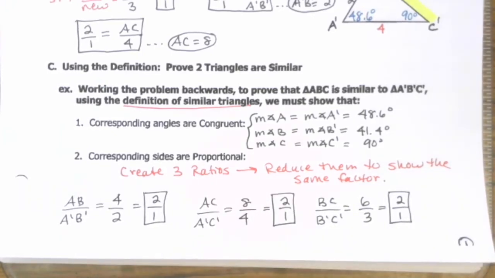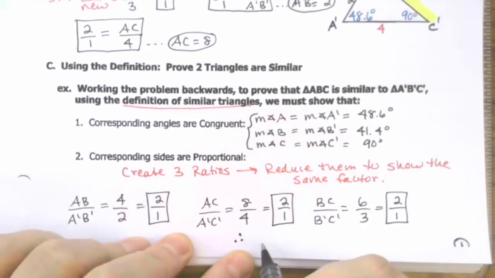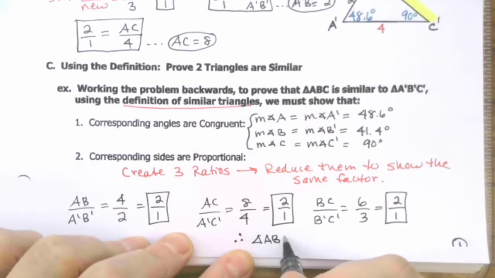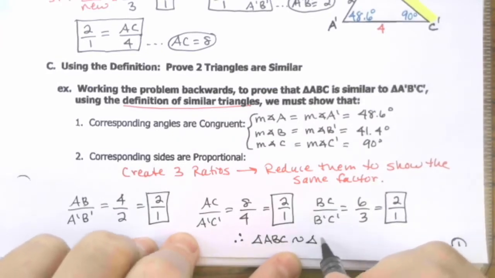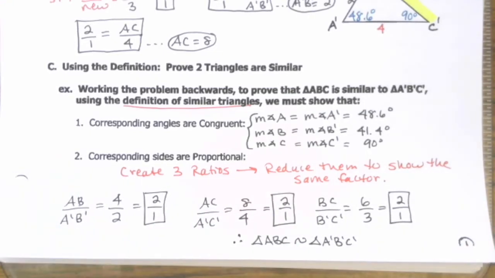All 3 of the ratios of sides, old over new, gave you the same scale factor. Therefore, triangle ABC is similar to triangle A prime, B prime, C prime, using the definition. All right, turn the page.